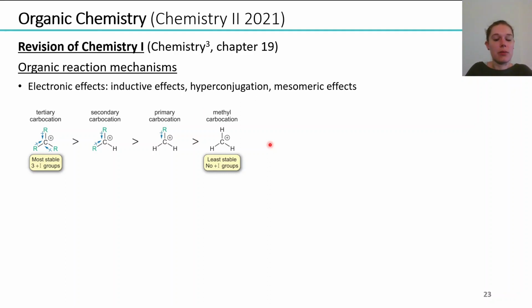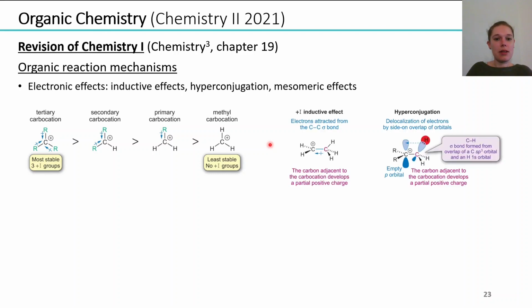So this carbocation is not very well stabilized and is then the least stable version. And besides the inductive effects, we can also have hyperconjugation. And hyperconjugation means that the orbitals of the neighboring carbons can in some way overlap. And this again leads to a stabilization.